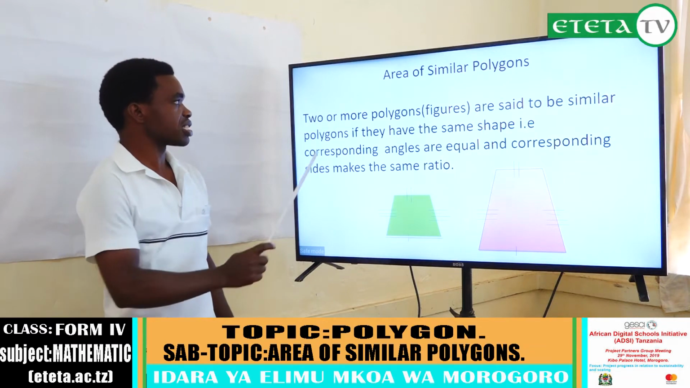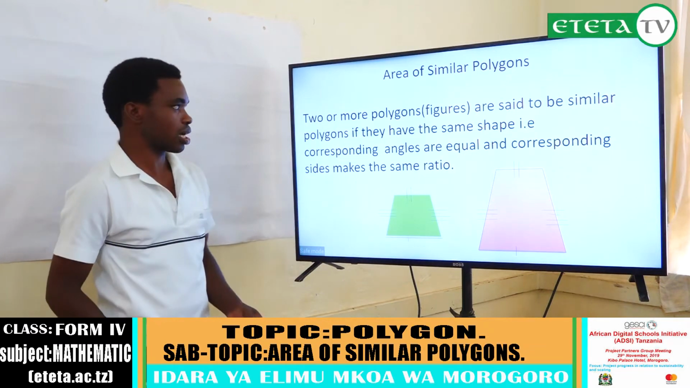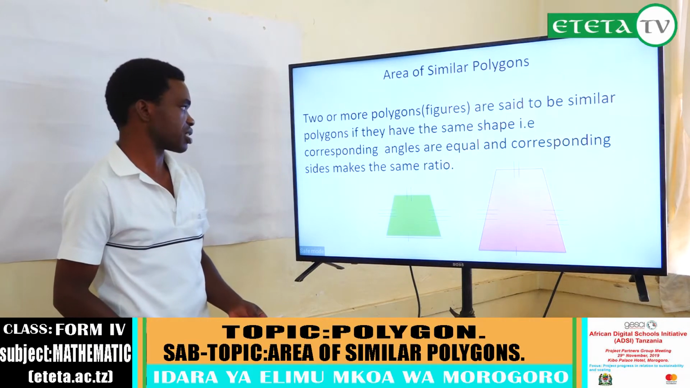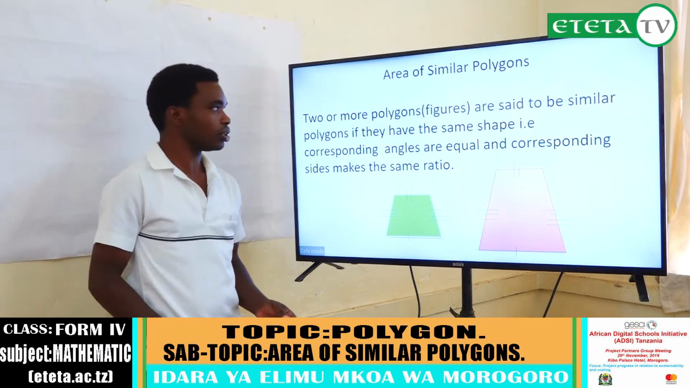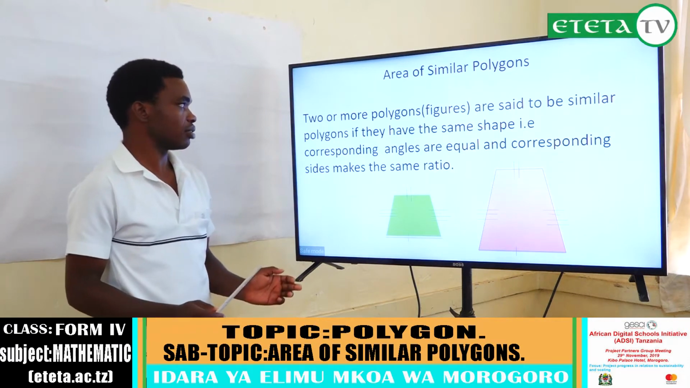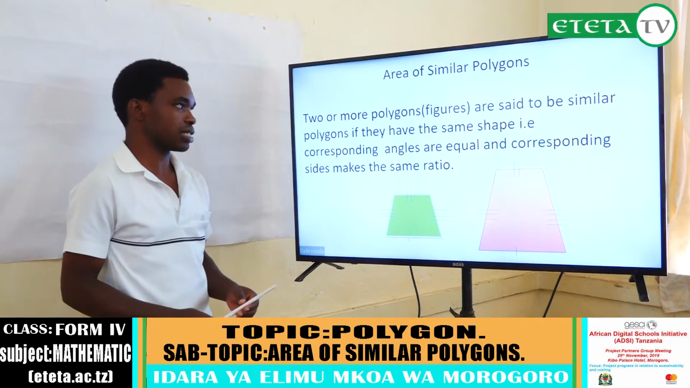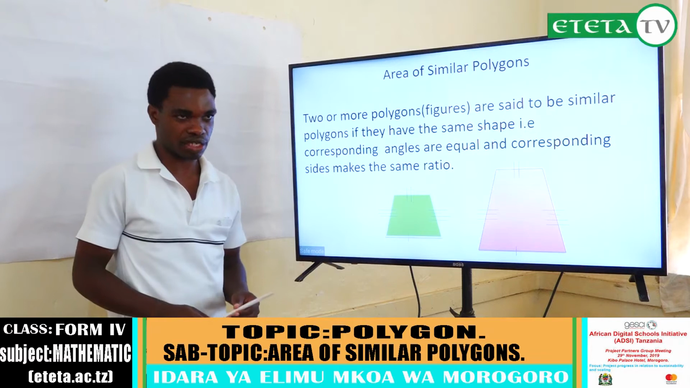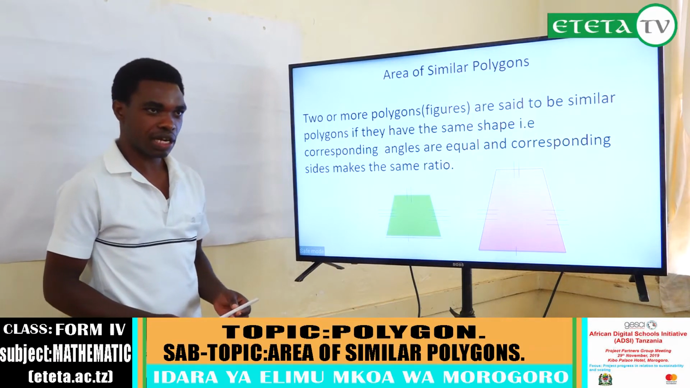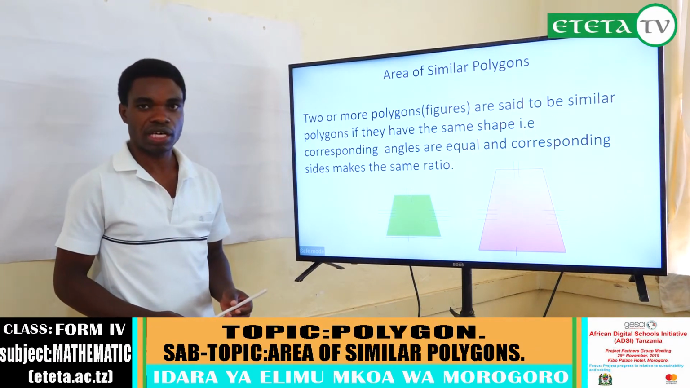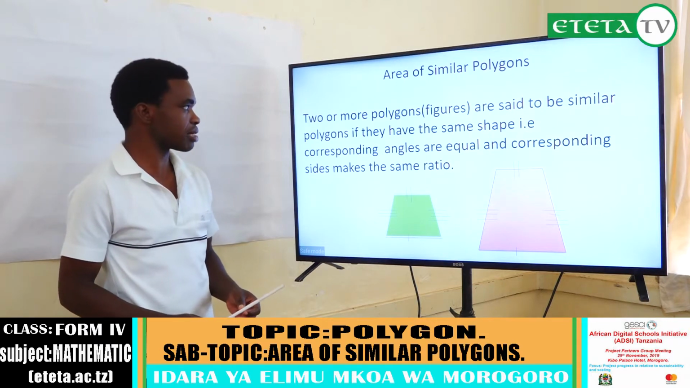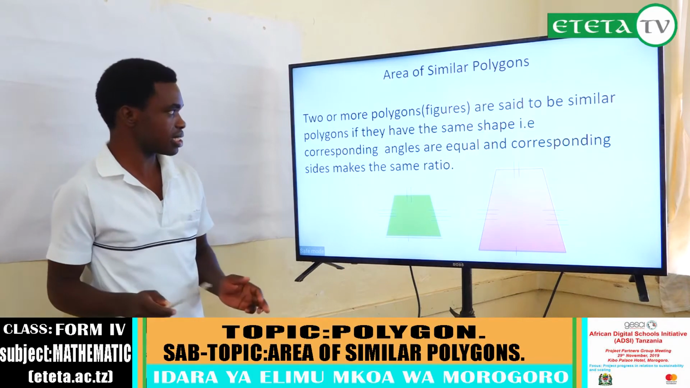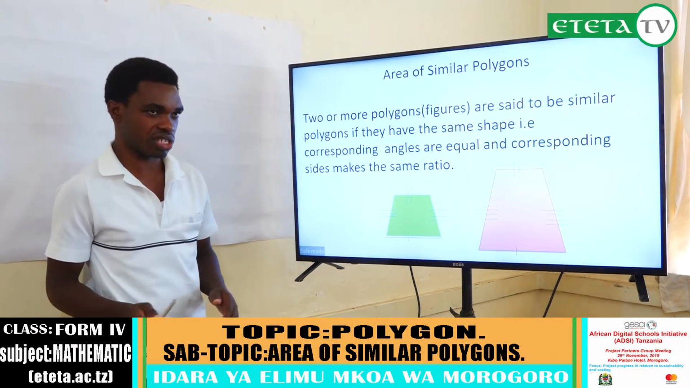As I said, we are going to discuss the area of similar polygons. This is our concern today. But before we discuss the area of similar polygons, we must have the concept of similar polygons. What are similar polygons? In Form 2, in the topic called Similarity and Congruence, you discussed similar figures. We are again here discussing the same thing, which is similar polygons.